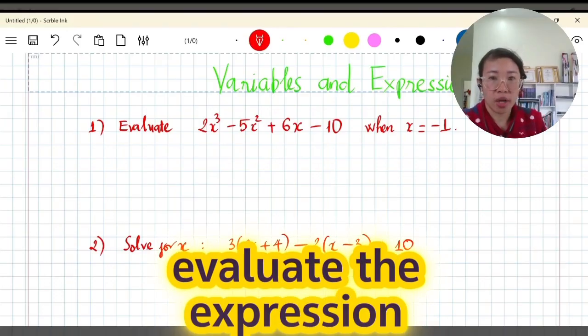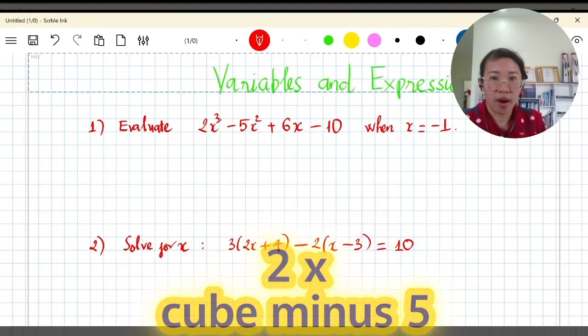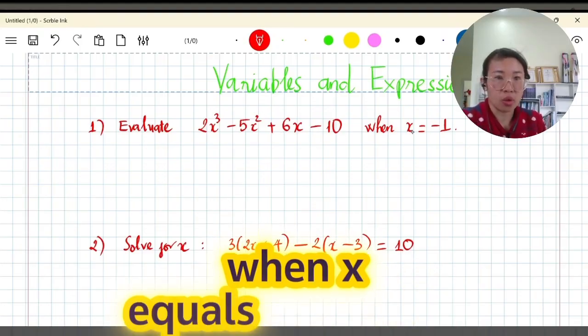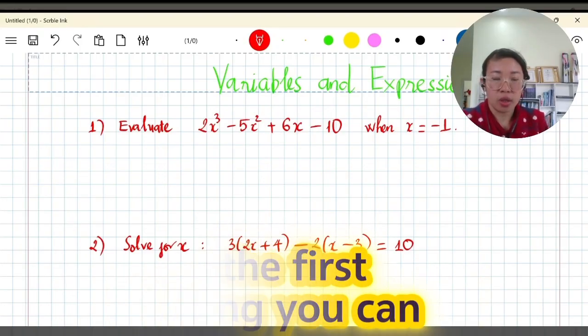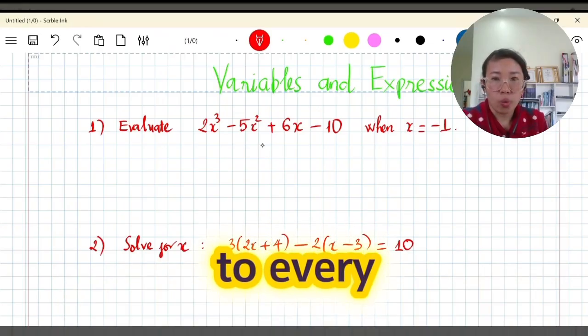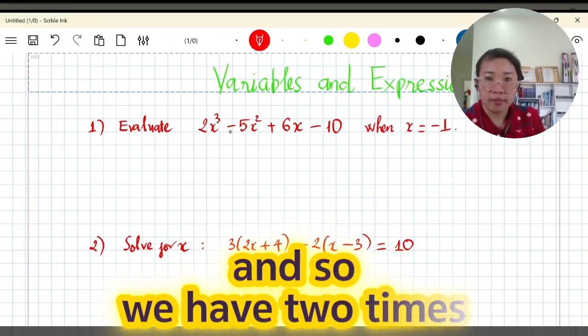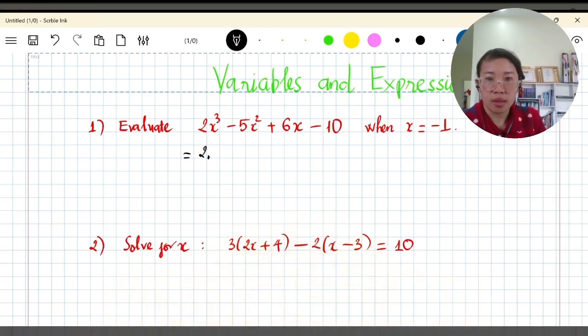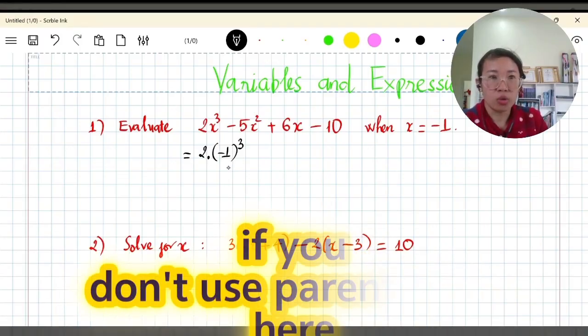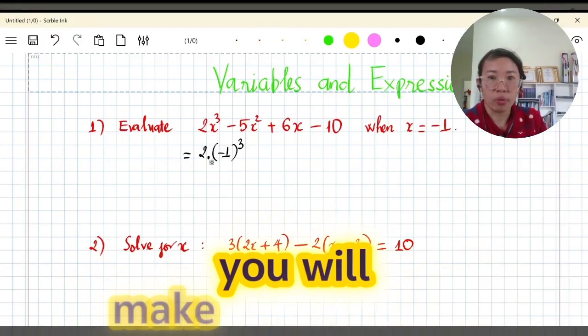Evaluate the expression 2x cubed minus 5 times x squared plus 6x minus 10 when x equals negative 1. The first thing you can do is substitute negative 1 for every x, and so we have 2 times (negative 1) all cubed. Remember to use the parentheses here. If you don't use parentheses here, you will make a mistake.